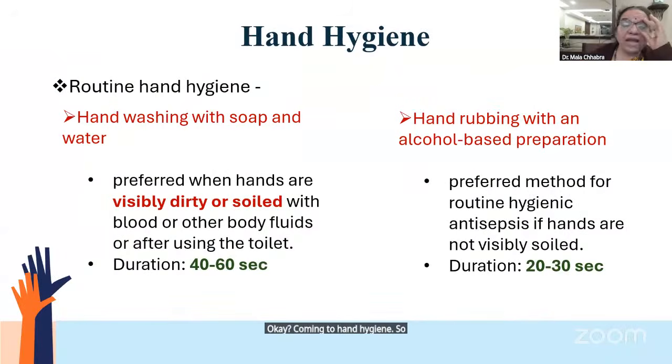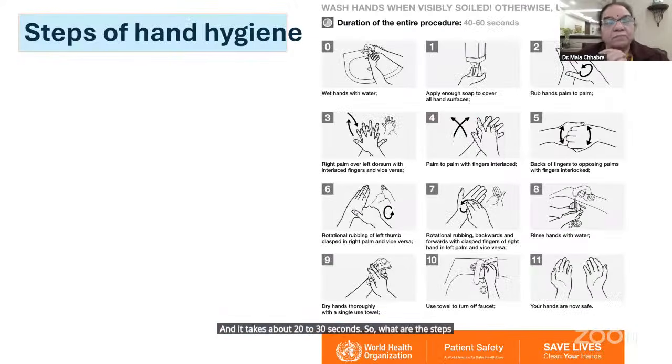When your hands are visibly soiled or dirty, you use soap and water, and it takes 40 to 60 seconds. Hand rubbing is preferred with an alcohol-based preparation, and it takes about 20 to 30 seconds. So, what are the steps of hand hygiene? Do you know the steps of hand hygiene? Because that should get inculcated in your system now.